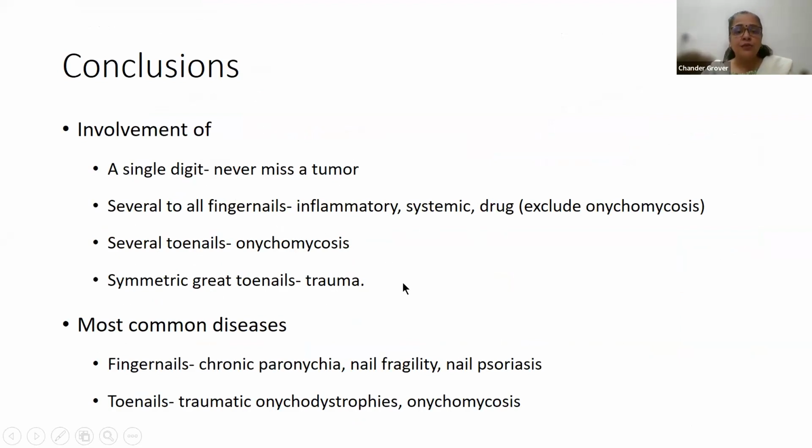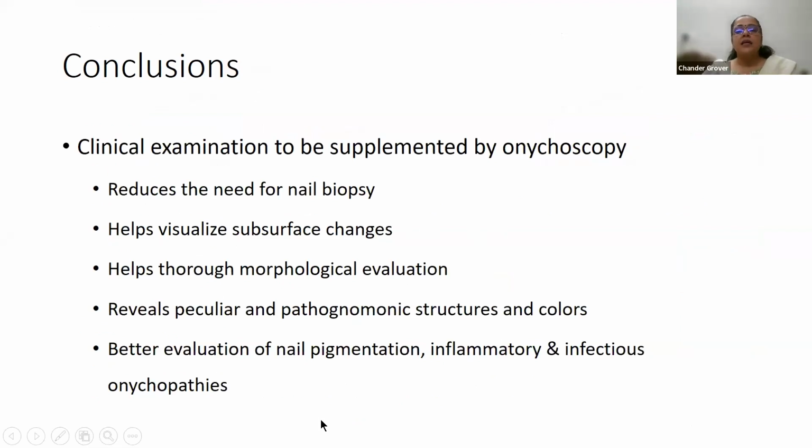None of this is absolute, I will again say. Most common diseases for fingernails are paronychia, nail fragility, and nail psoriasis. For toenails, they are traumatic disorders and onychomycosis. It should always be supplemented by onychoscopy because it reduces your need for nail biopsy and visualizes many more changes which you cannot see with the naked eye.